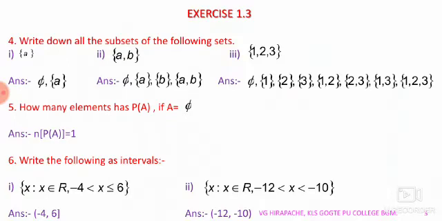Now let me begin with the problems from the exercise 1.3. Write down all the subsets of the following sets. The first set given is a singleton set. As we know that the empty set and the set itself are subsets of any given set. Therefore, empty set phi and singleton A are the subsets of the given set singleton A.